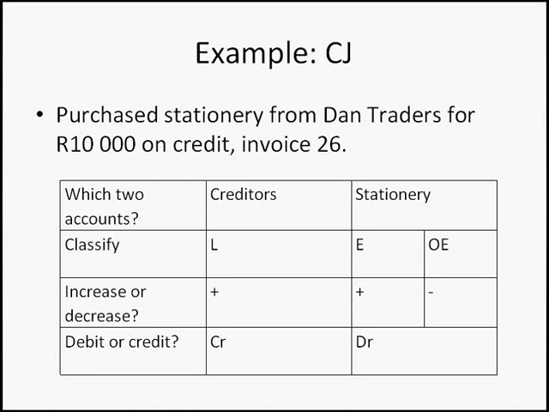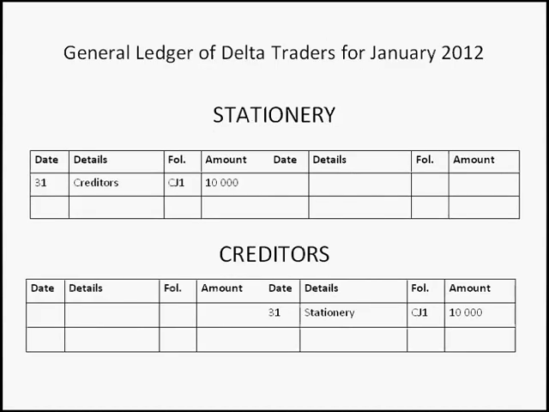What will the ledger entries look like? The two accounts are stationery and creditors. Stationery is my expense that increases, so it gets debited on the left-hand side. Date is the 31st. Details is creditors, because that is the name of the other account that I'm going to use. Folio indicates which journal I got this information from, and in this case it's the creditors journal, so it's CJ1, and the amount is 10,000 Rand.